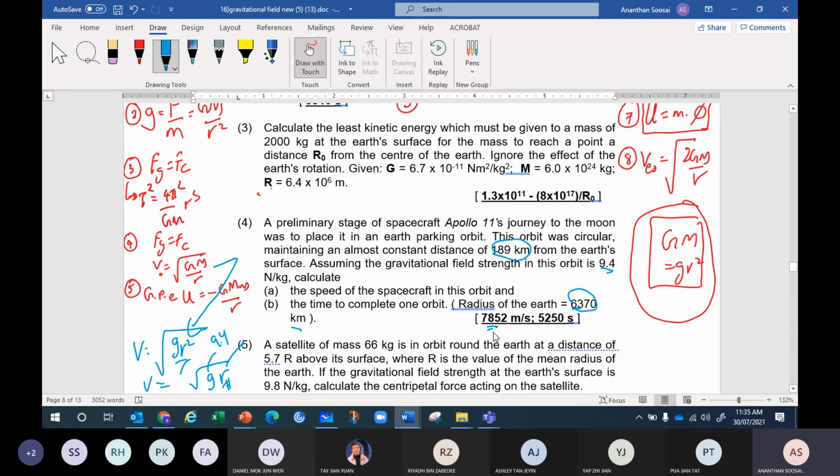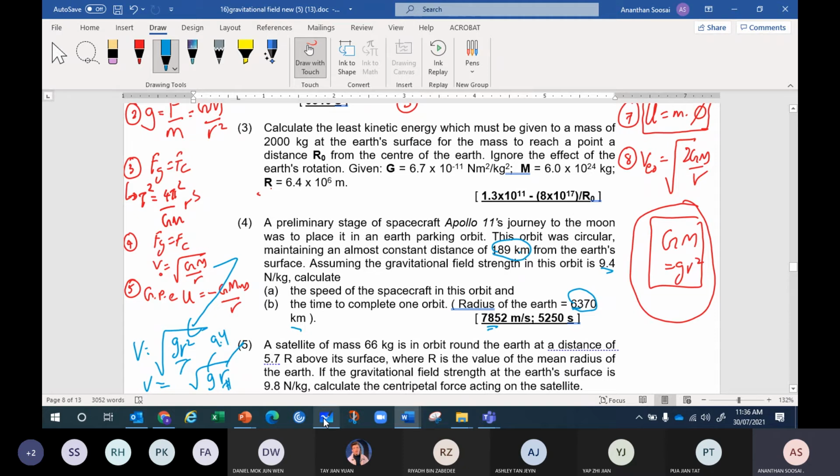Okay, all of you got 7852 for A? I get a slightly different answer. What is your answer? 7738. The others getting 7738? I got 7852. Okay, root of gR, right? So 9.4 times 6370 plus 189, right?